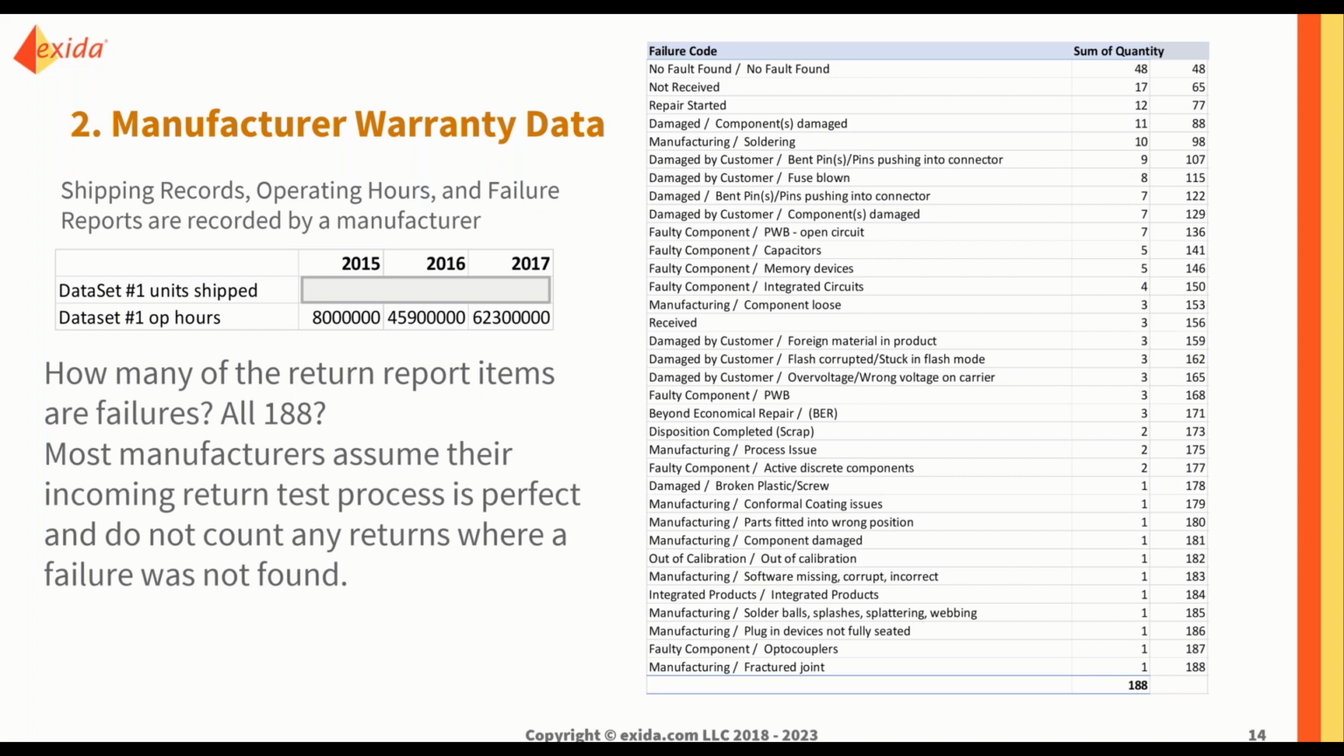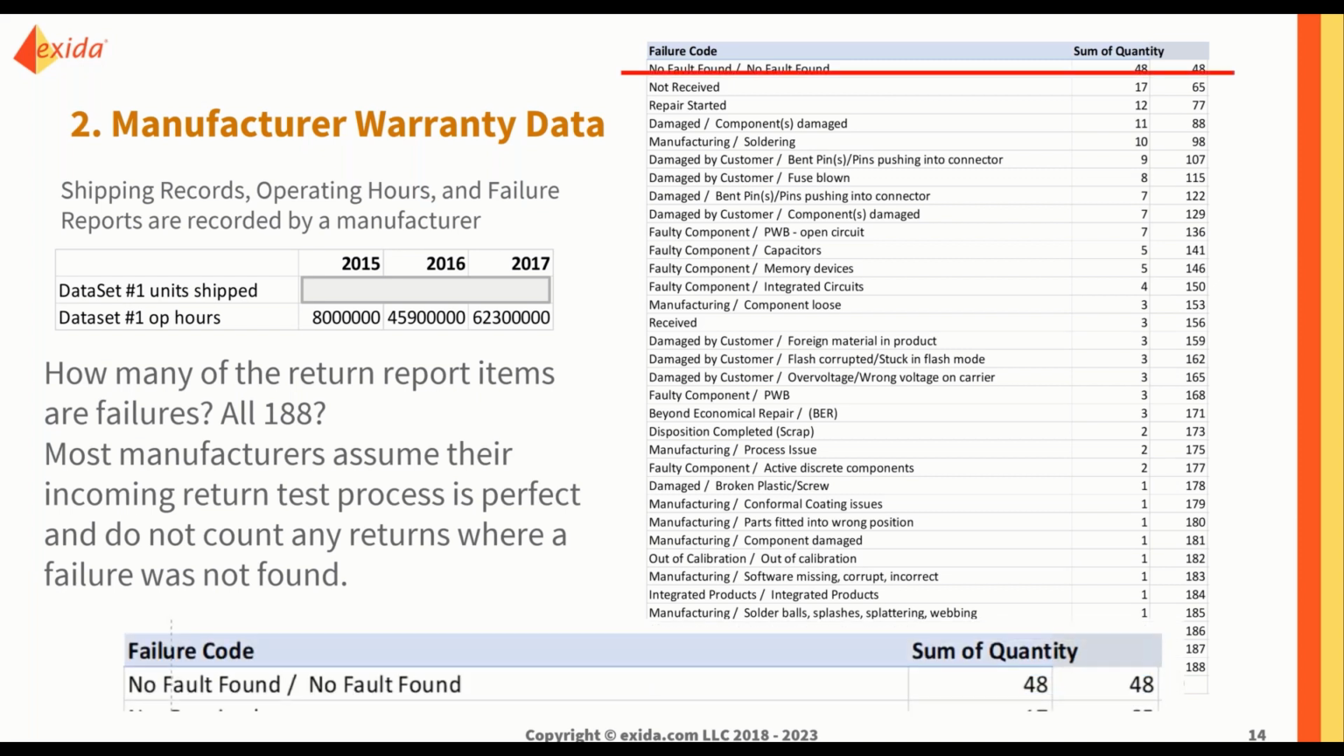Most manufacturers assume that their incoming inspection test will detect whether a failure has occurred or not. And so they would immediately eliminate all the no fault found failures. So they would say, no, it's not 188. We're going to immediately subtract 48 of those. But that assumption that their incoming inspection can detect every field failure is weak at best. Some are better than others, but that's a bad assumption in general.